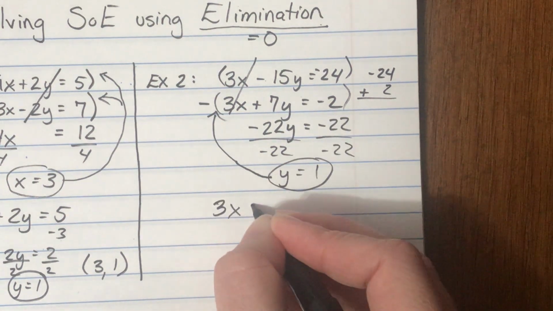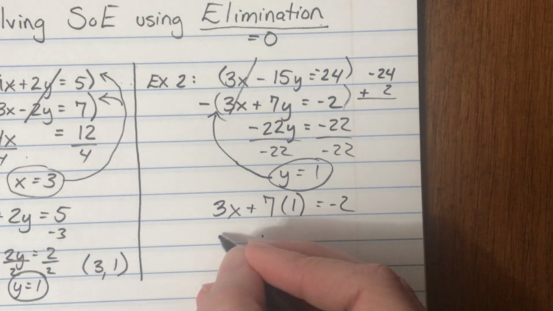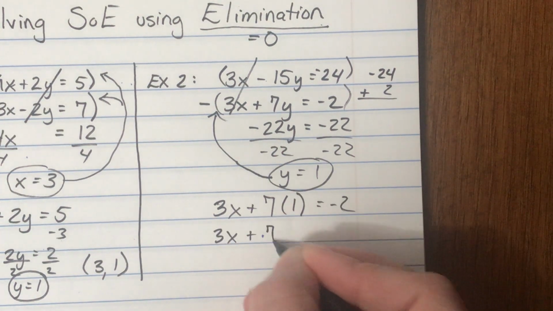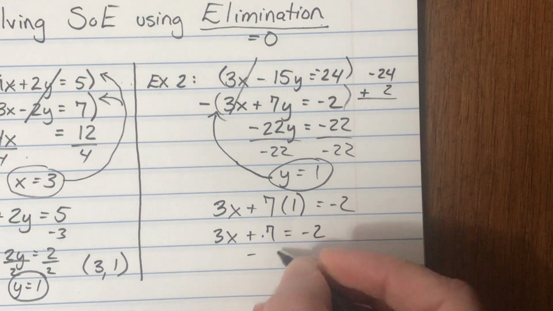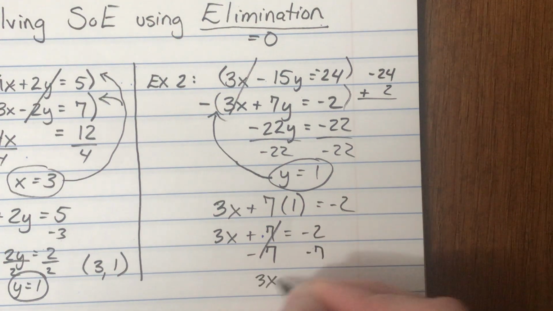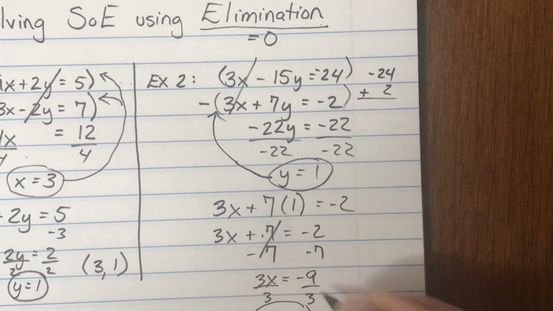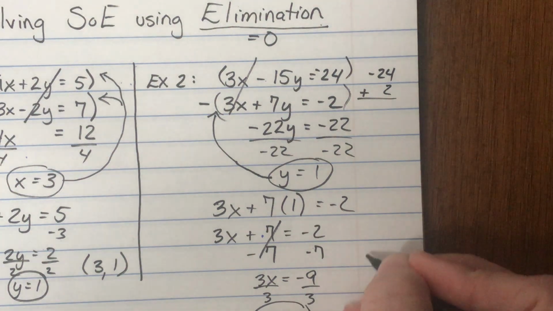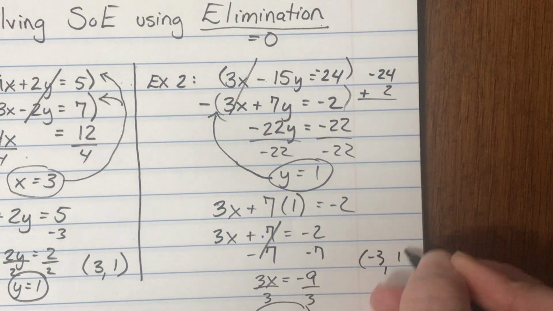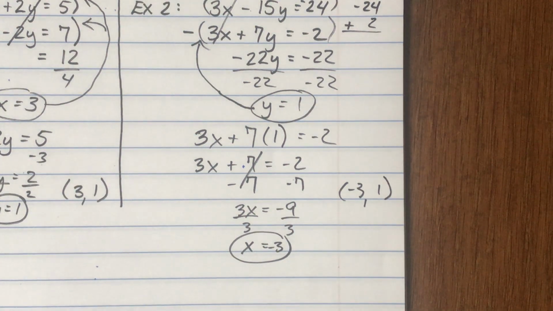So we get 3x plus 7 times 1 is equal to negative 2. And now I'm just going to solve that. So that's 3x plus 7 is equal to negative 2. We're going to subtract 7 from each side. And we get 3x is equal to negative 9. Divide by 3 on each side. And we get x is equal to negative 3. There you go. So my x value is negative 3 and my y value is 1. Oops. There we go. Now you can see the whole thing. So again, the whole point of using the elimination method is still the same.